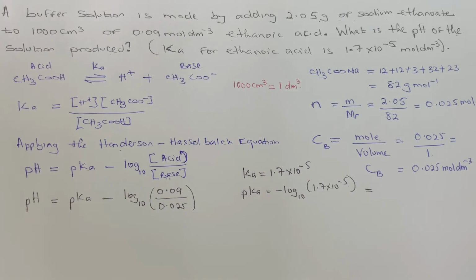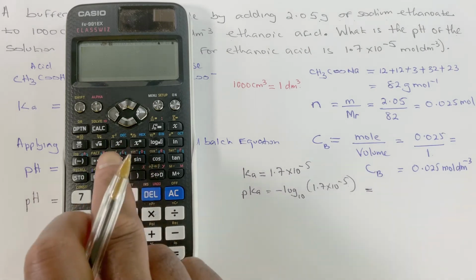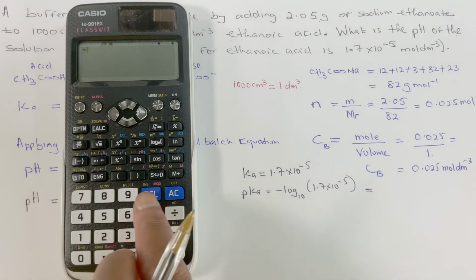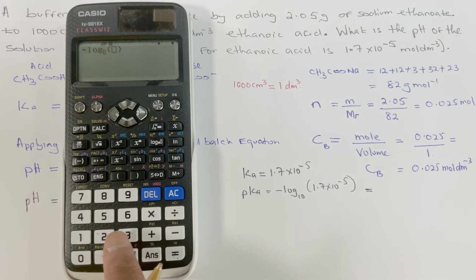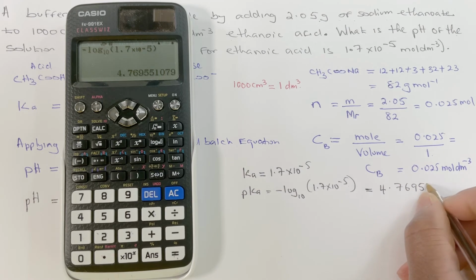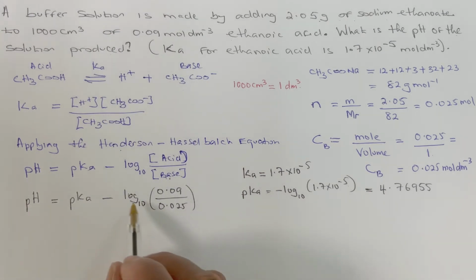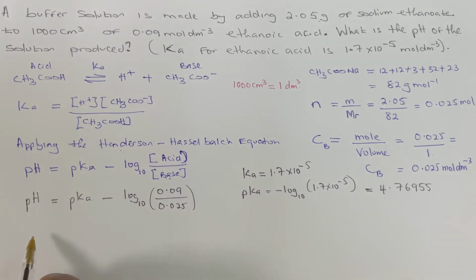If I punch that into the calculator, with minus log base 10 of 1.7 times 10 to the power minus 5, that's 4.76955. So that is the pKa. Now I need to put in the pKa and find the pH.